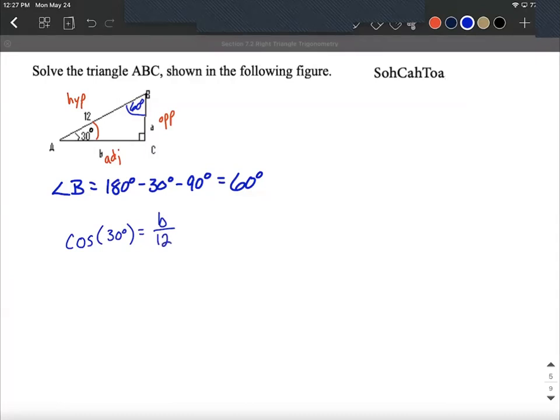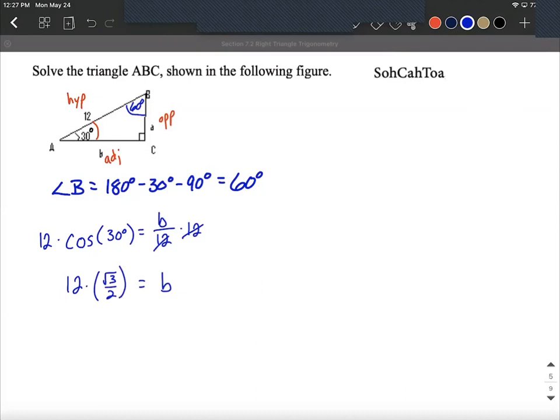From here, what we want to do is solve down for B. So we can multiply both sides by 12, isolating B on one side by itself. So now we have 12 multiplied by the cosine of 30 degrees. Well, cosine of 30 degrees is one of our known angles here. So we know the trigonometric ratio that goes with it is going to be square root of 3 over 2.